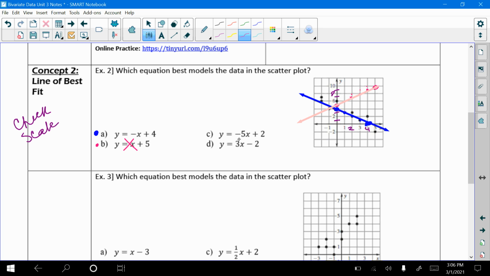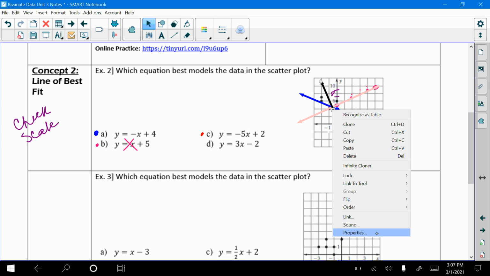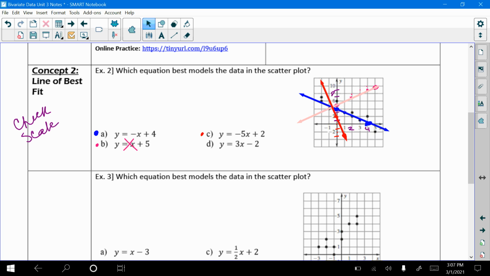C. Let's do C as being red. So we're going to go up 2, put a dot, and my slope is -5. So 1, 2, 3, 4, 5 over 1. And I think 2 points here is enough to get some gist going on. It looks like that. That doesn't even look like it goes hardly through my data. So let's go ahead and make this one a red one. And then the last one, I'm going to say no to that one as well.